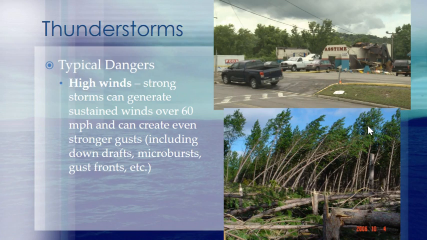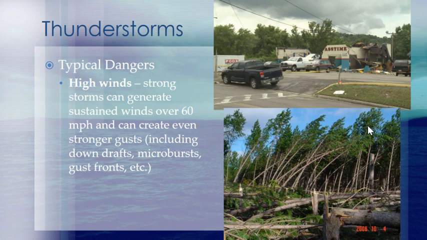We're going to talk about those separately. But straight line winds can be just as damaging as tornadic winds, and both of these photos are actually from straight line winds. Strong storms can generate sustained winds, right? That means continuous, over 60 miles an hour, and they can create even stronger gusts, over 100, 150 miles an hour, depending.